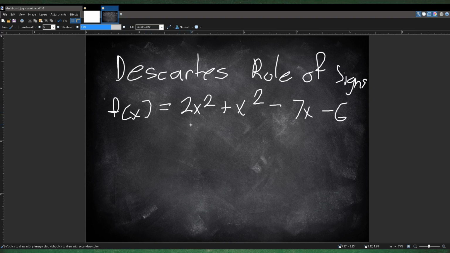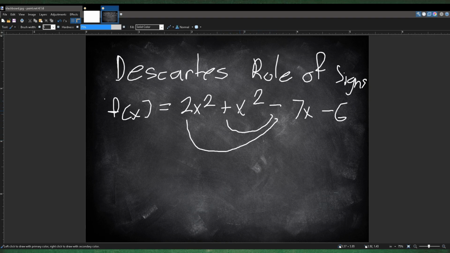So if we want to look for the positive zeros, this is only for positive zeros. So you have a 2 here, which is positive, and this is positive. So there is one sign change right here, that's positive to negative. You can't do something like this. It's gonna have to be alternating.